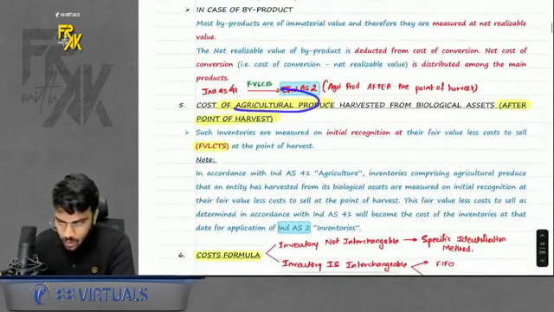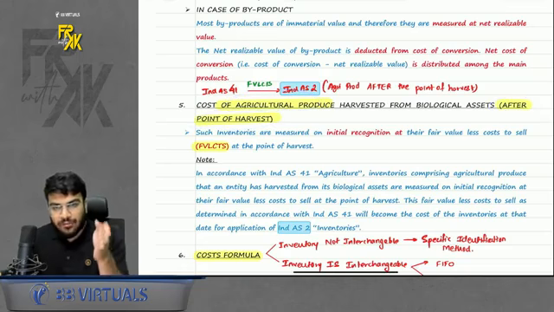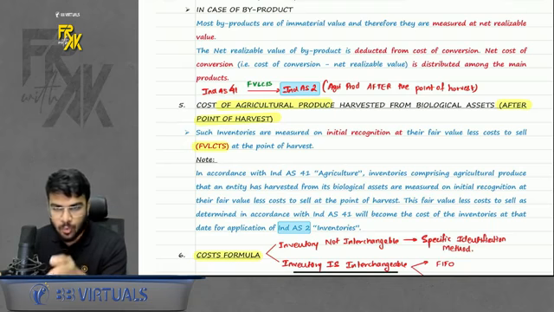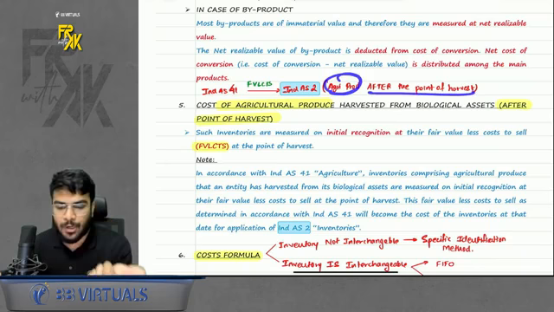Okay. Then cost of agriculture produce after the point of harvest. Remember, after Index 41, you come to Index 2, right? When do we come to Index 2? When that agriculture produce becomes inventory after the point of harvest.